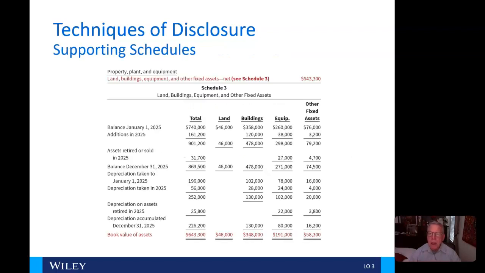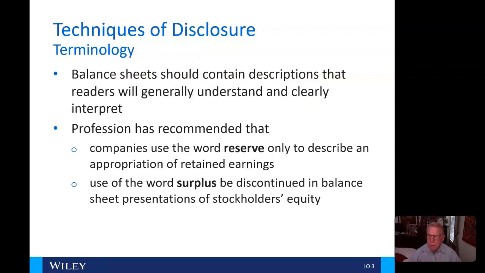Okay. Now, supporting schedules. Here we show our land, our buildings, our equipment, other fixed assets. Fixed asset is another term for long-term assets, one I use all the time. And these are shown net. So for the book value of the assets, we show what we added, how we retired, depreciation, etc., and finally down to book value. Very valuable schedule here.